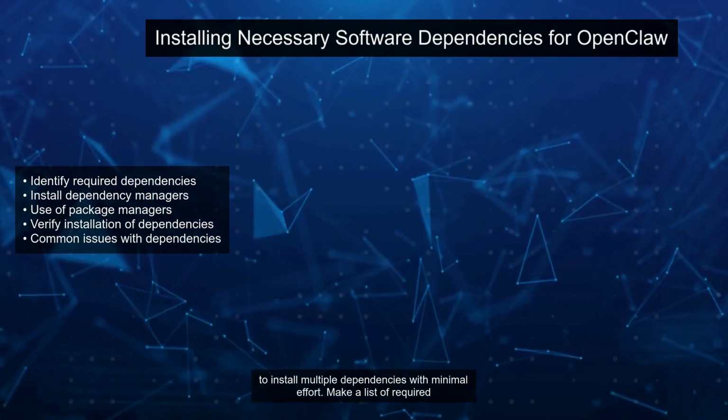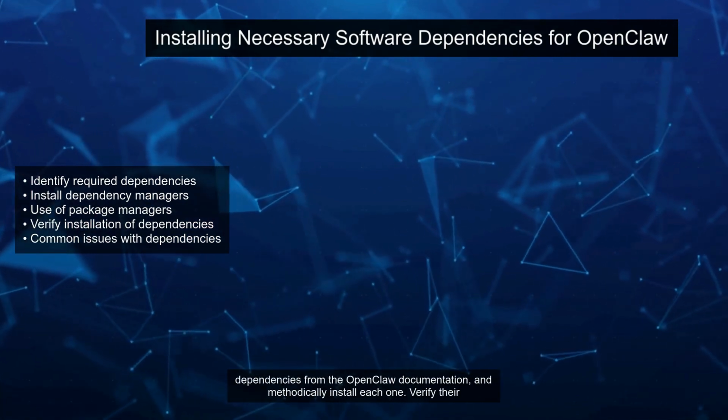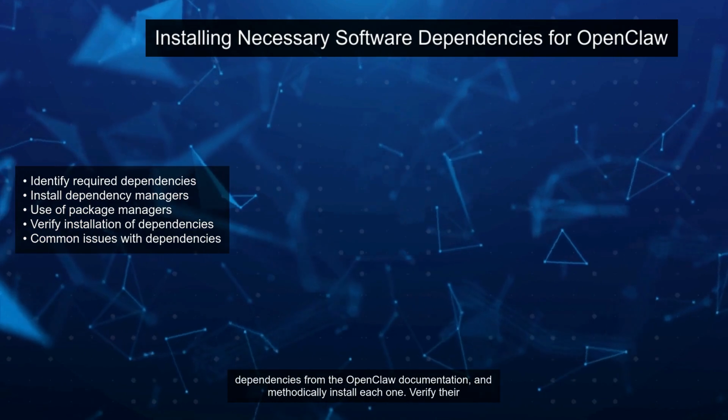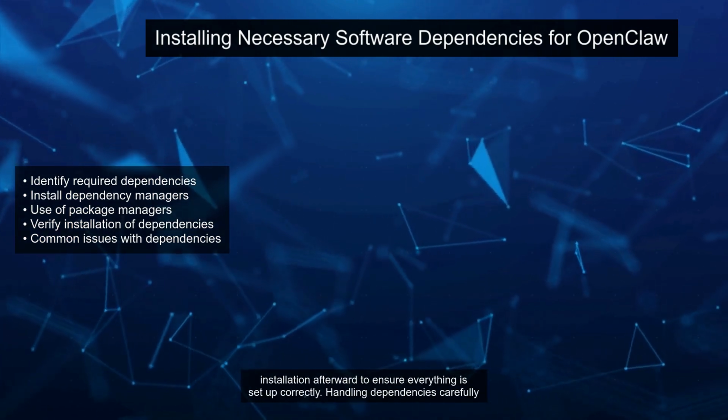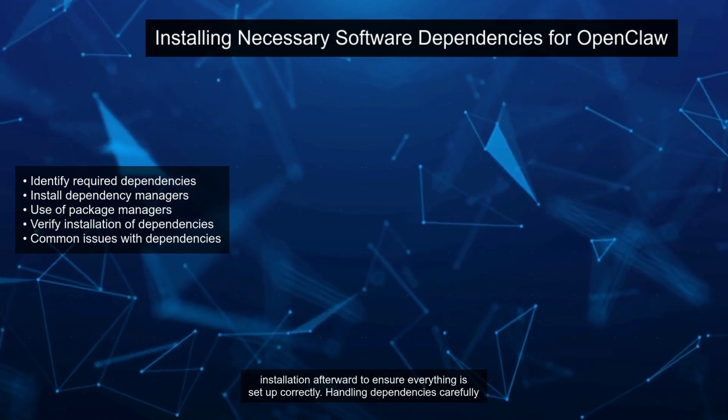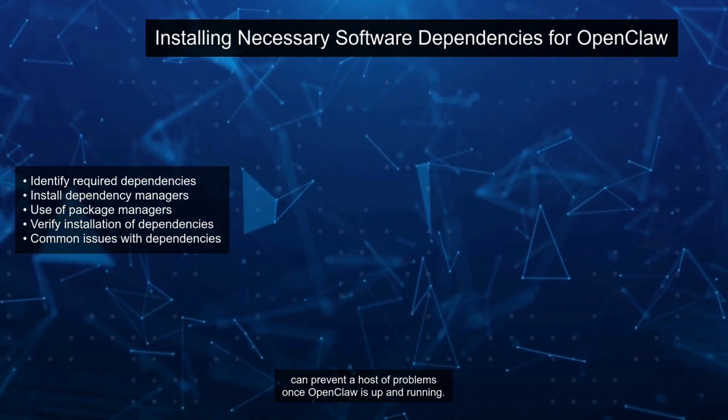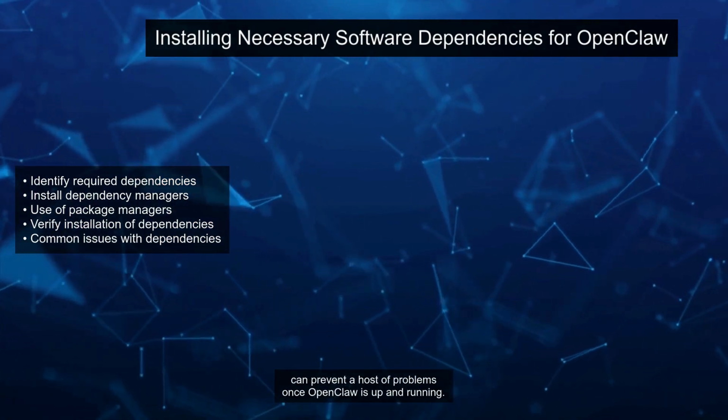Make a list of required dependencies from the OpenClaw documentation, and methodically install each one. Verify their installation afterward to ensure everything is set up correctly. Handling dependencies carefully can prevent a host of problems once OpenClaw is up and running.